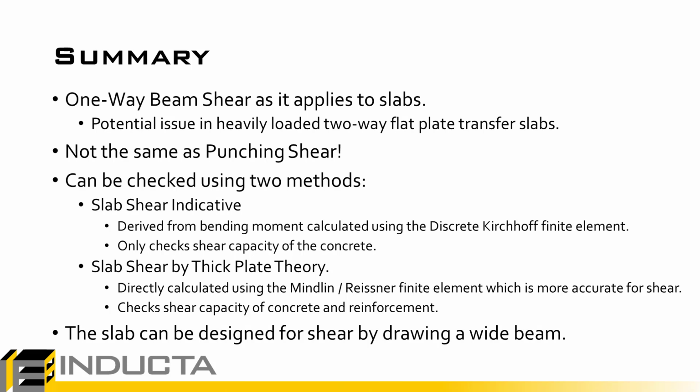We can look at the indicative slab shear, so that's derived from the bending moment, which is calculated using the discrete Kirchhoff element, and again this is only checking the capacity of the concrete alone. Or we could use the more accurate slab shear by thick plate theory, where we directly calculate the shear using the Mindlin-Reissner finite element, which is providing more accurate results. And this element is also considering both the capacity of the concrete and the capacity of the tensile steel. We can then design a slab for shear using the wide beam tool.